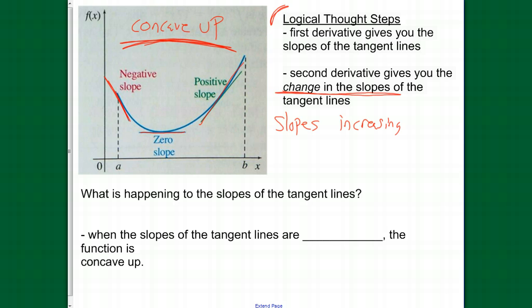All right, and so what that's telling us, just like when we talked about increasing and decreasing with the first derivative, when the first derivative was positive, the function was increasing. The second derivative here is telling us about the change in the slopes of the tangent lines. Well, they're increasing. So the same application, it means the second derivative would be positive because the slopes are increasing. And this is the key thing here: concave up, second derivative being positive.